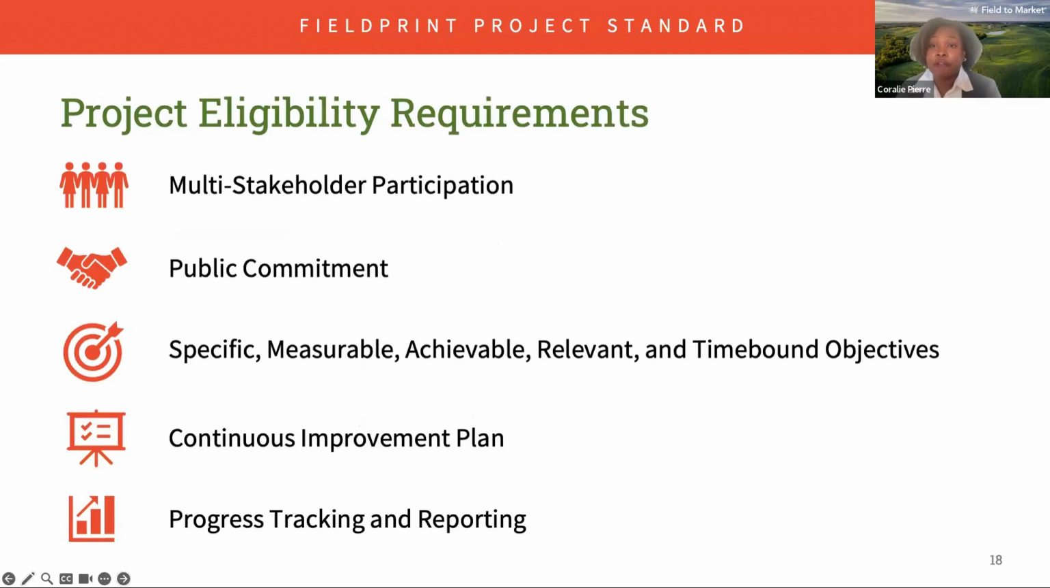Please note that as part of our project framework, all projects listed in the Field to Market Project Directory must meet specific requirements, and these are multi-stakeholder participation. A Fieldprint project must include active participation by at least 2 stakeholders within the agricultural value chain. Public commitment: all projects should be registered in the Field to Market Public Project Directory. Projects should set SMART objectives that are specific, measurable, achievable, relevant, and time-bound. Projects should develop a continuous improvement plan and also track and report progress annually to Field to Market staff.